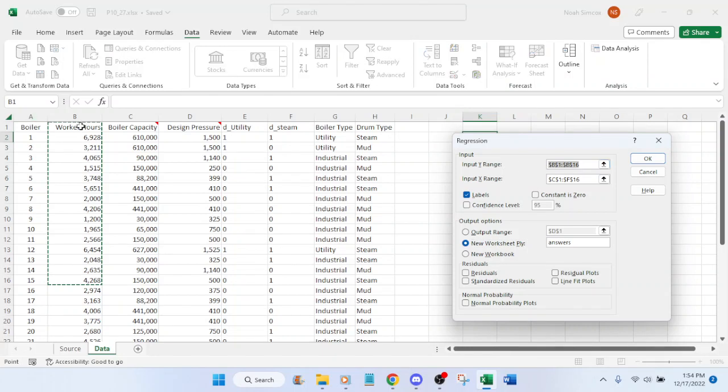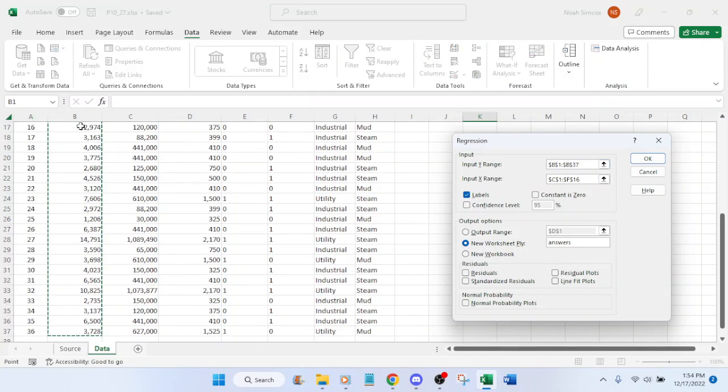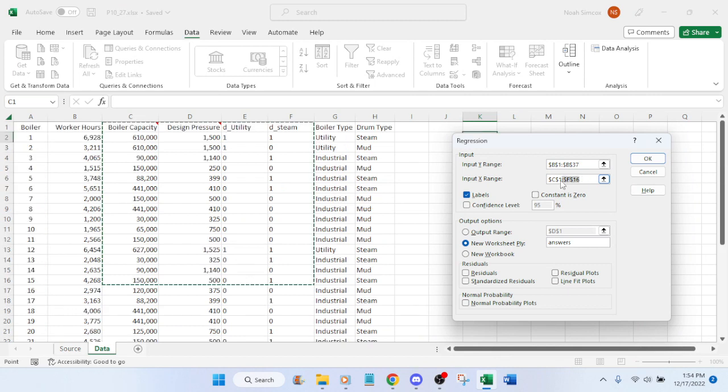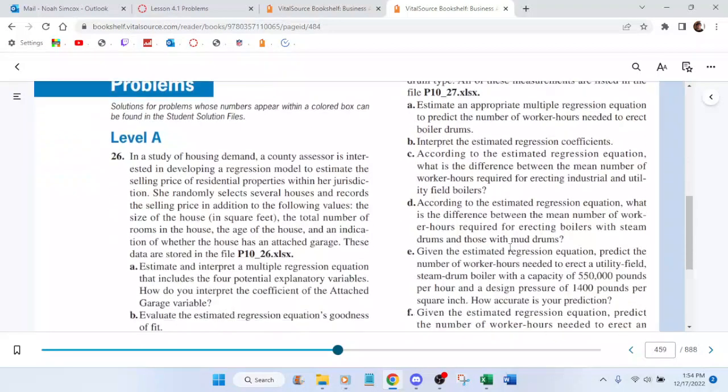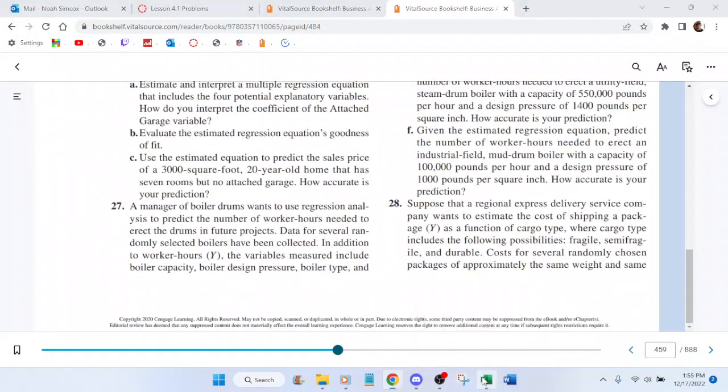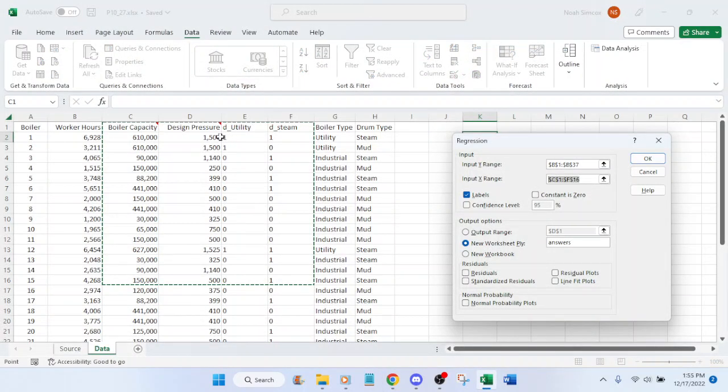Worker hours is that, and the X will be capacity, design pressure, and the D utility, D steam. So boiler capacity, boiler design pressure. So capacity, pressure, type, and boiler and drum type. So capacity, pressure, utility, or steam. Boiler type and drum type.